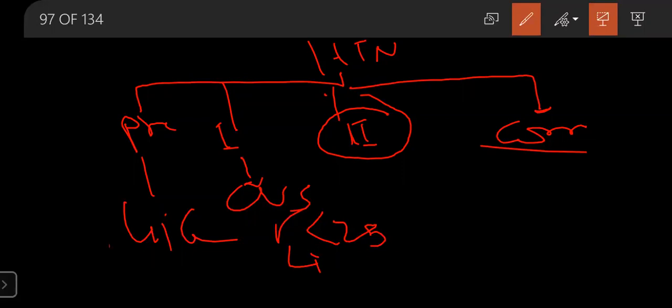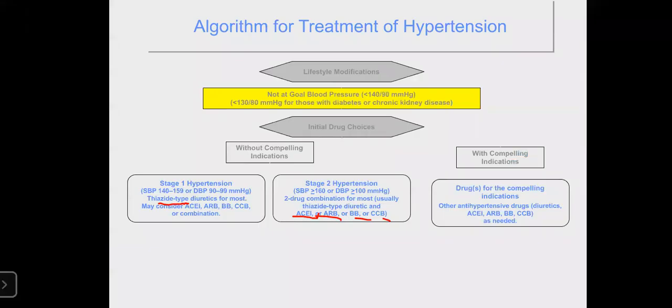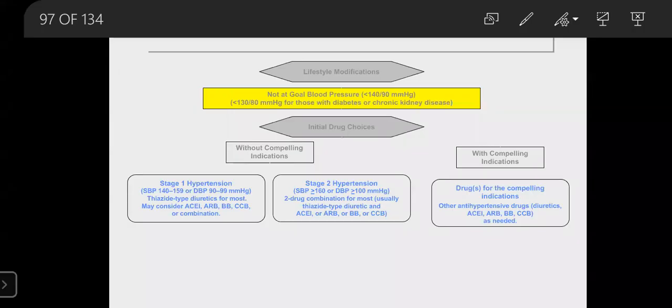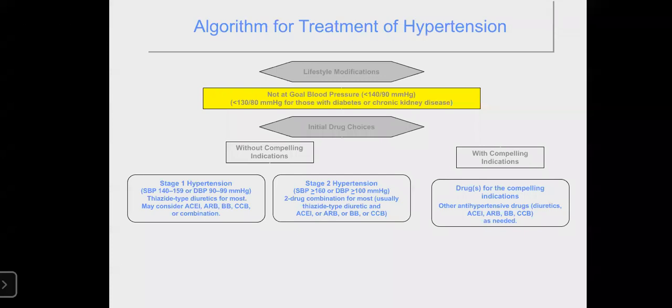So lifestyle modification is fixed for all of them. For stage 1, you need cardiovascular risk more than 25 to start medications. Stage 2 and above, you always start medication. We are saying lifestyle modification. What are the lifestyle modifications?